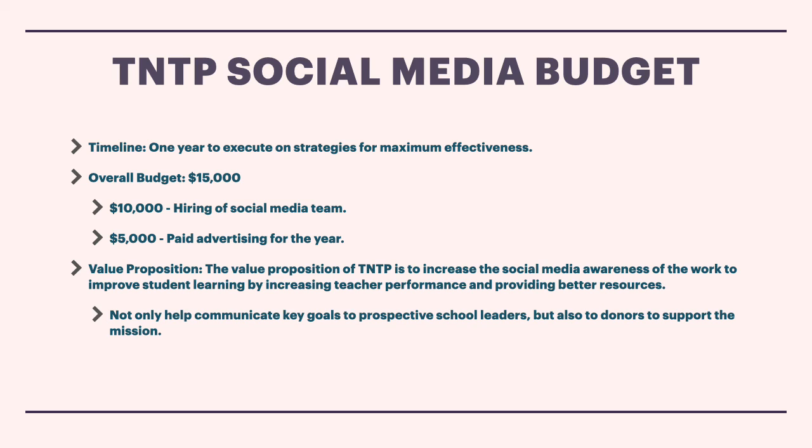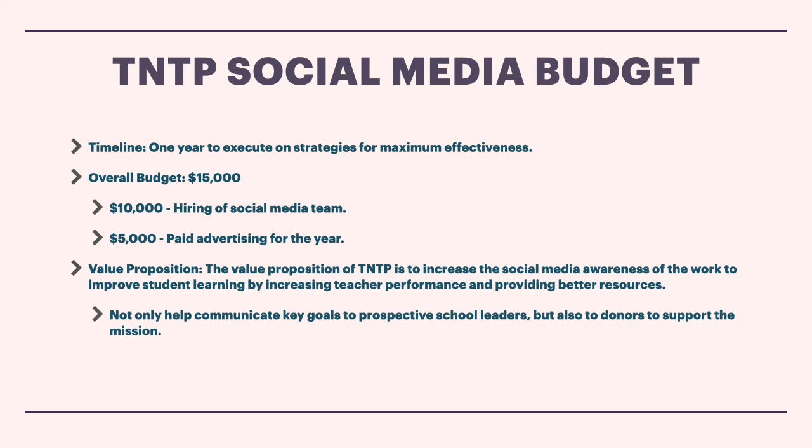Now to move on to the social media budget, our timeline will be 1 year to execute the strategies for maximum effectiveness. And the overall budget would be $15,000, with $10,000 going to hiring of the social media team and $5,000 going to paid advertising for the year.